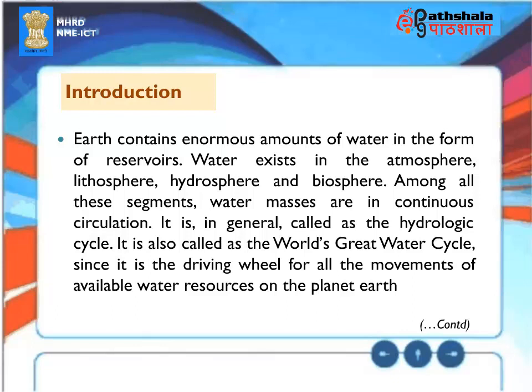Introduction. Earth contains enormous amounts of water in the form of reservoirs. Water exists in the atmosphere, lithosphere, hydrosphere, and biosphere. Among all these segments, water masses are in continuous circulation. It is, in general, called the hydrologic cycle. It is also called the world's great water cycle, since it is the driving wheel for all the movements of available water resources on the planet Earth.